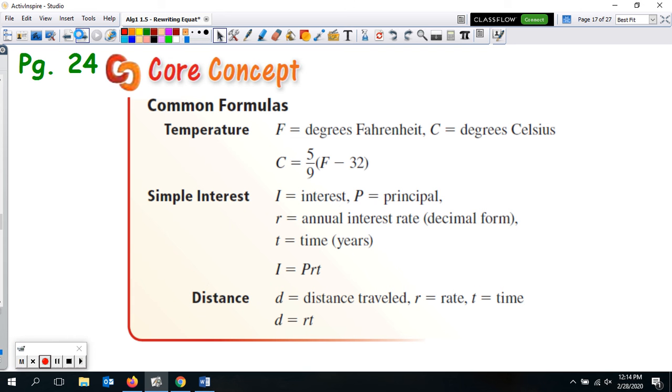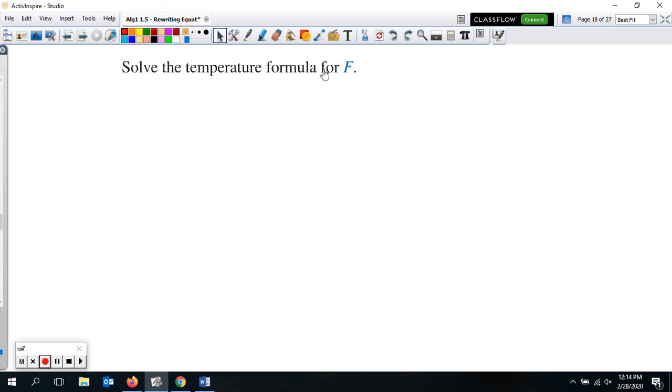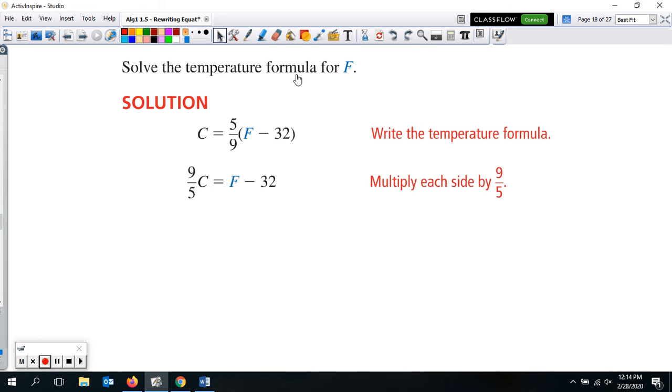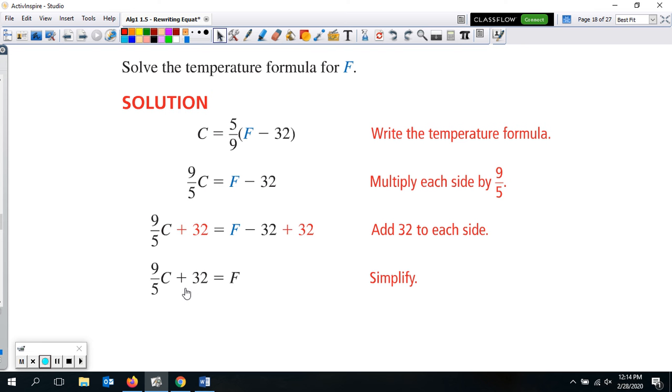All right, so let's look at a few problems here. Here's one for a formula. It says solve for F. So if they tell us what the Celsius is, but we want to figure out what Fahrenheit is, we could solve for F. We want to get rid of our fraction, so they multiply both sides by the reciprocal of 5/9. That's 9/5 times the C. Then they add the 32 to both sides, and there it's done. F is equal to this.